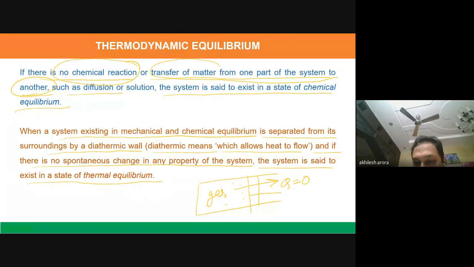Or if from the outside, no heat is coming into the system, that also is equal to 0. That means there is no temperature differential existing between the system and the surroundings. So the system is now in thermal equilibrium. Thermal equilibrium means temperature is equal within the system and the surroundings. If this condition is also satisfied, then we will say that the thermodynamic system is in thermodynamic equilibrium.